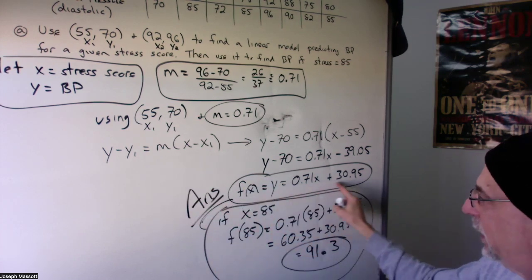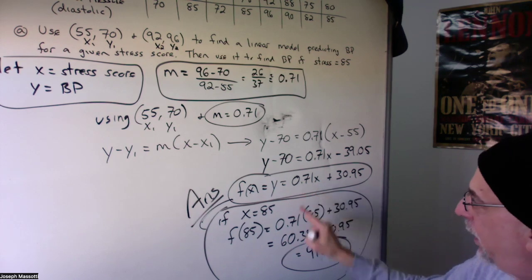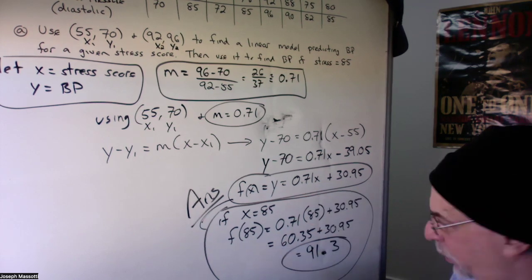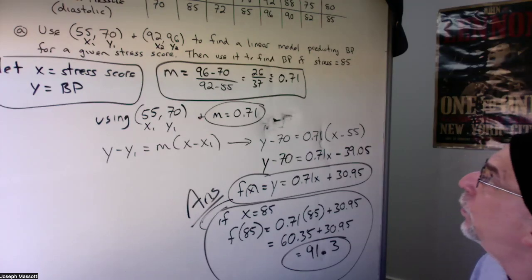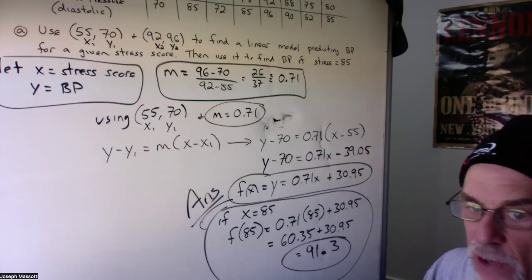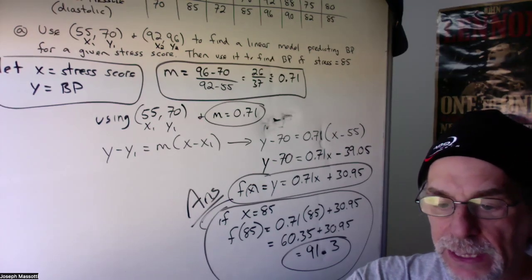So that is the second part of the question. You were asked to come up with the linear model. Here's the answer to that. And then use that linear model to predict the diastolic blood pressure if the stress score was 85. All right, 10.3 linear models.